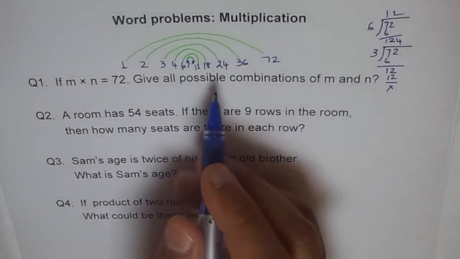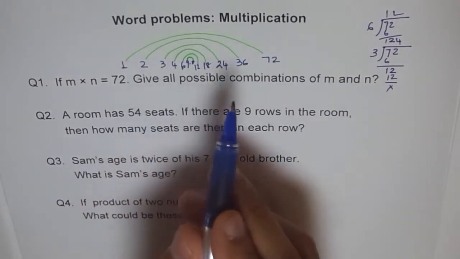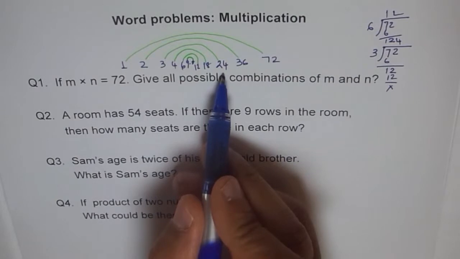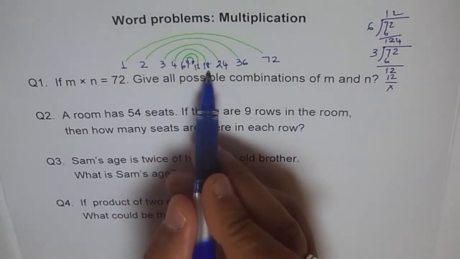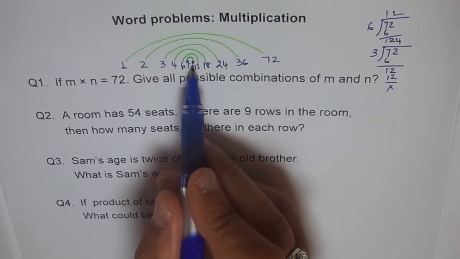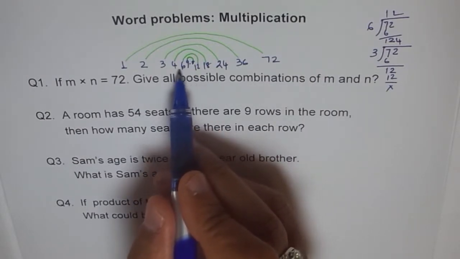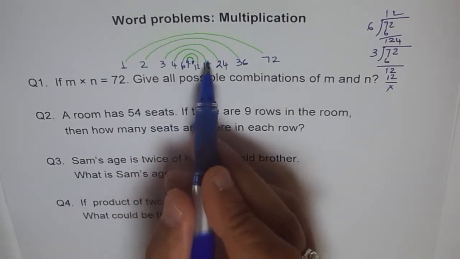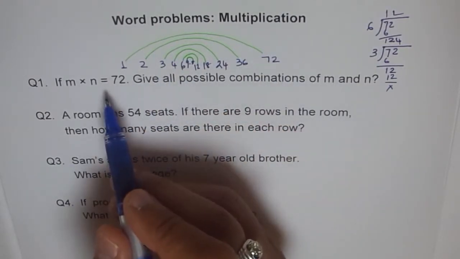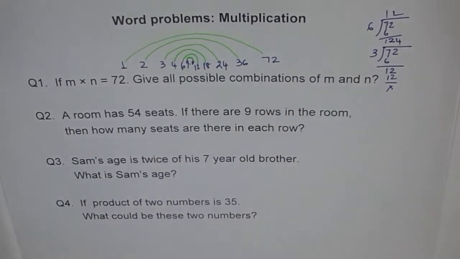1 times 72 is one answer. 2 times 36 is another answer. 3 times 24 is one more answer. 4 times 18, 6 times 12, and 9 times 8. And you could also write 8 times 9, 12 times 6, and 18 times this, and 24 times that, and 36 times this, and 72 times this. So many combinations, right? Do you see that?